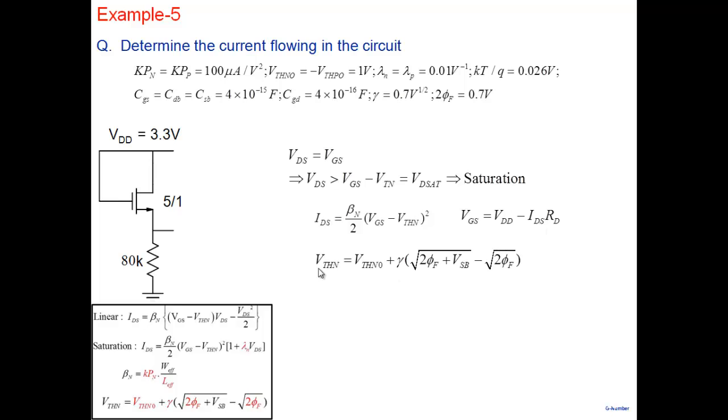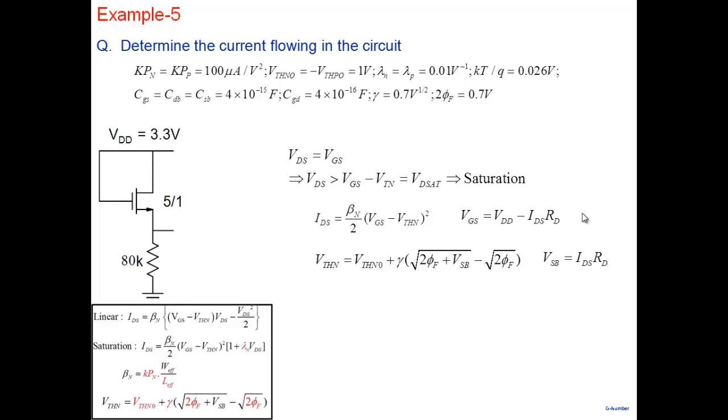And the other one that I have is VTHN equals VTHN0 plus gamma times the square root of 2 phi f plus VSB, minus the square root of 2 phi f. So 2 phi f is given to you, 0.7. Gamma is called the body parameter. All these things are given to you, VTHN0 here, but you need to determine the source to body voltage here. Note that the source is simply this point here, so the source to body voltage is IDS times RD. The body is connected to ground and the source is at IDS times RD.